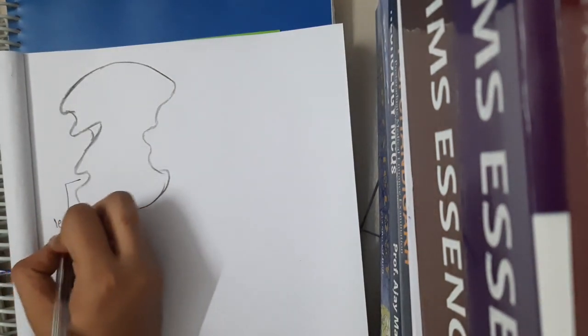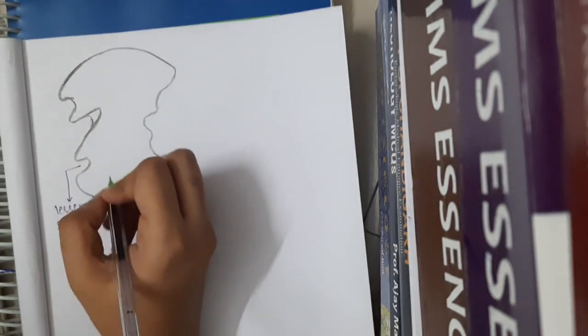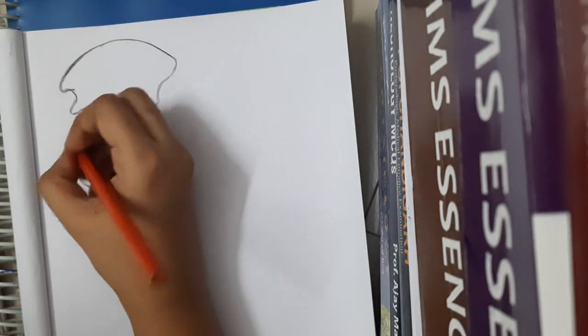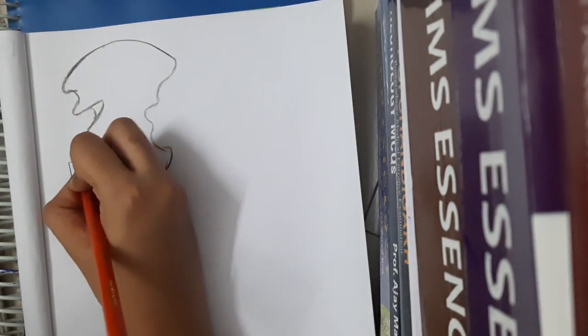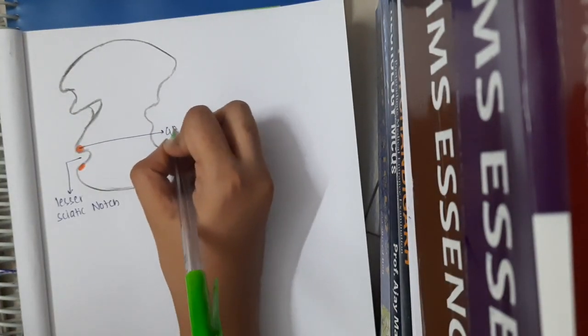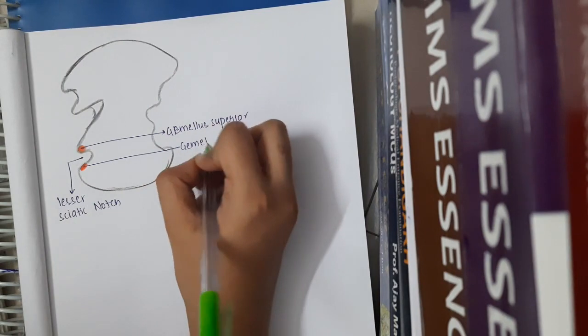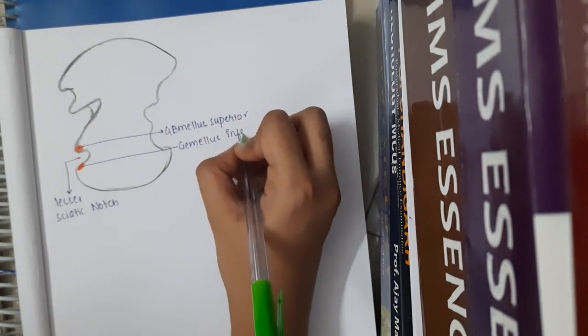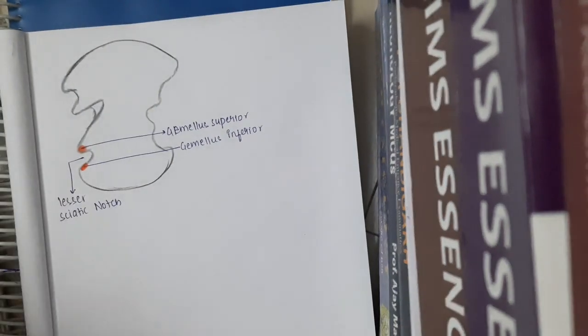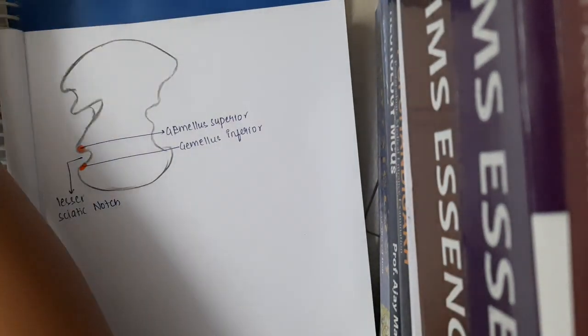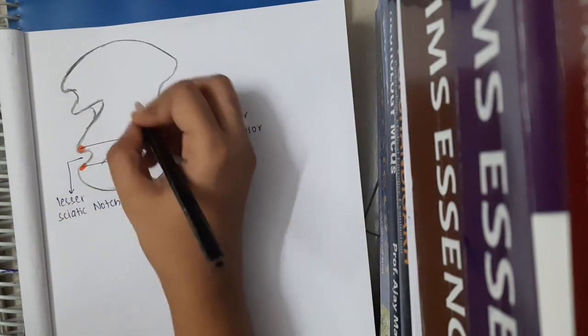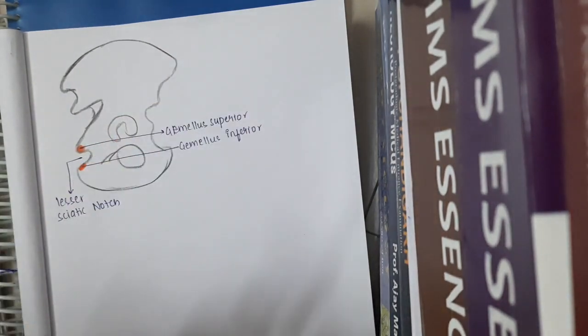On either side of the lesser sciatic notch, you have two muscles attached. These are the two muscles originating on either side of the lesser sciatic notch. They are gemellus superior, and the other is gemellus inferior. These two are arising from the lesser sciatic notch. This is the obturator foramen also. This is the acetabular surface, so this is the outer part.